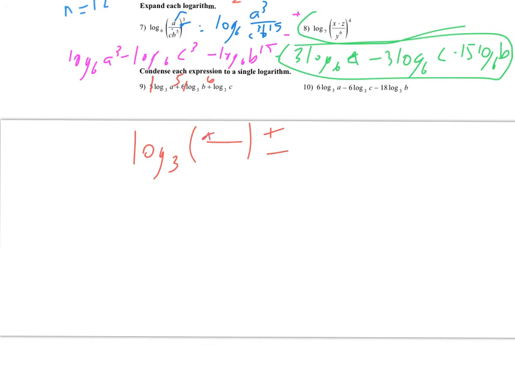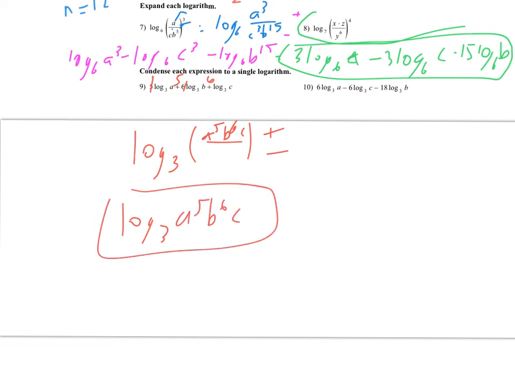Now in this case, I actually have all positive logs. So that actually means I don't really need a denominator. And so I'm just going to rewrite this as a to the 5th, b to the 6th, and c. Since there's no denominator, I don't need to write it.